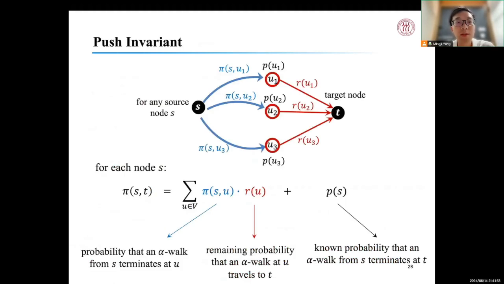A very important property of approx contributions is called the push invariant. That is, this equation is maintained through the push operations. It says that for each node s in the graph, the value of pi s t equals this summation plus the reserve of node s. Here, the reserve represents the known probability that an alpha walk from s terminates at t. But the remaining probability is expressed by this summation. It sums over all the nodes u in the graph, and it multiplies each value of pi s u by the value of residue R of u. It represents the probability that an alpha walk from s will travel first to the node u and then to the node t.